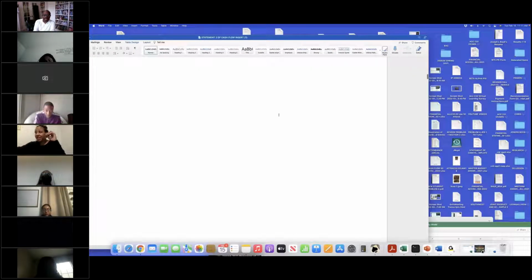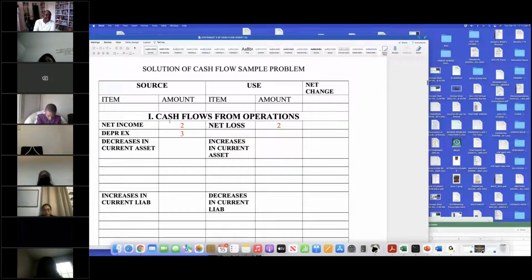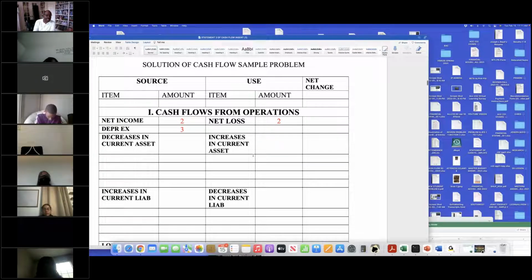Then we had this template, and when we look at operations, we said we wanted the cash to be from operations, from net income, hopefully, or a loss. We add back the depreciation because that's subtracted in coming up with net income, but it's not a cash item. So we add it back because we subtracted it to get the net income, but it didn't reduce cash. Then notice we have the current assets. If they decrease, that's a source of cash. If they increase, it's a use of cash.